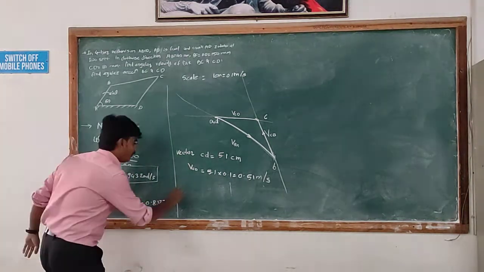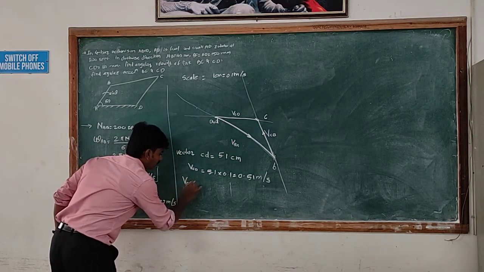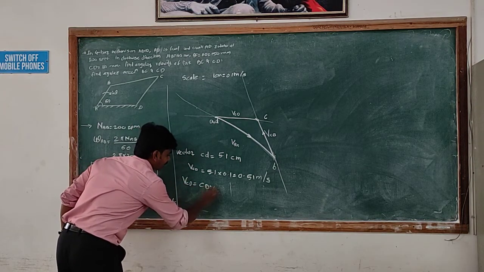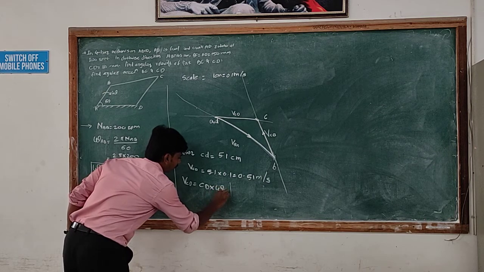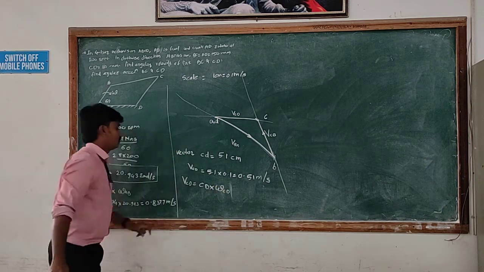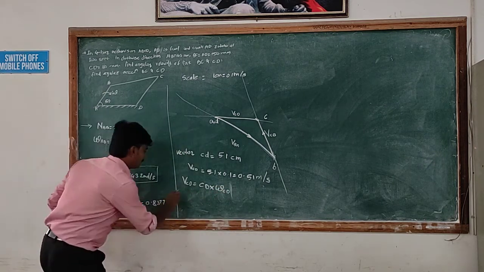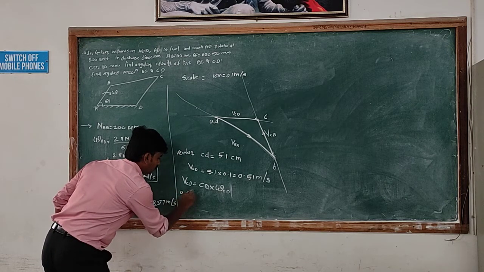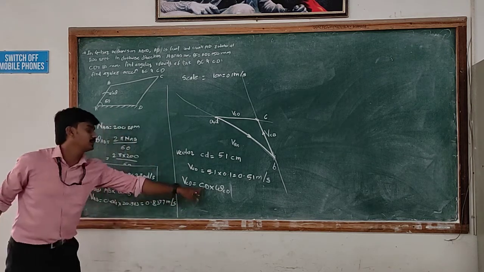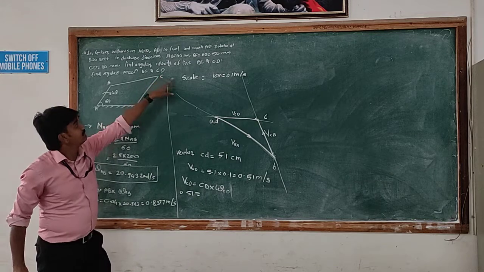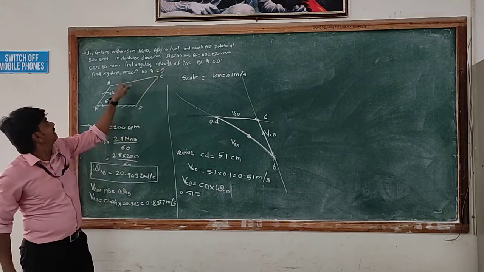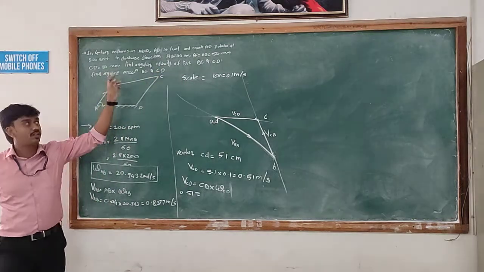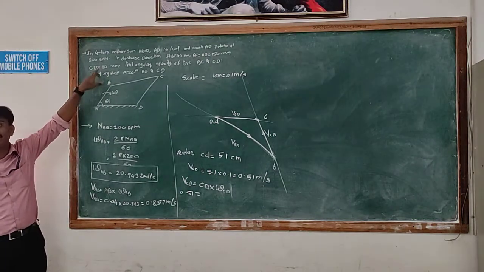Now we have to find out the angular velocity of the link CD. So what is the formula for velocity? Velocity of CD is equal to link length CD into angular velocity of the link CD. What is the velocity of this? This is the point 51. What is the length of the link CD? Sorry, the length of the link CD is 80 mm.